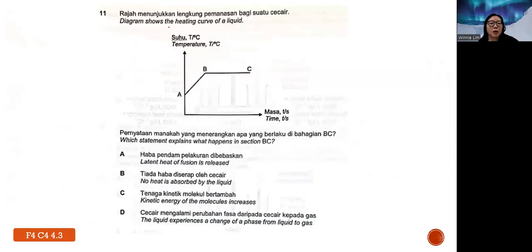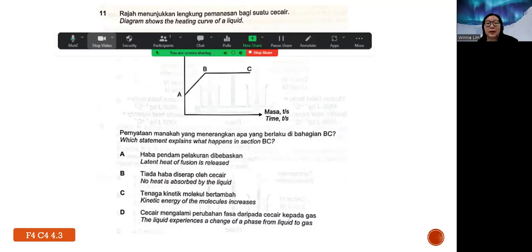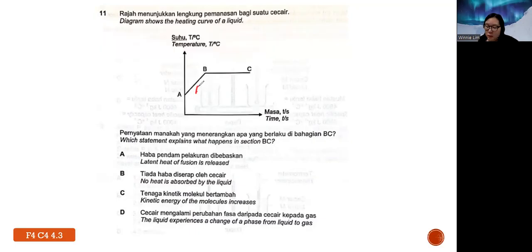Question 11. The diagram shows the heating curve of a liquid. Which statement explains what happens in section BC? Every time you see a cooling curve or heating curve, always label the part involved first. Are they solid, liquid, gas? They say this is a liquid, that means you start with the liquid state. Understand? So when you have liquid, then you have what? If they have, then it becomes gas. Also, this is the coexistence between liquid and gas.